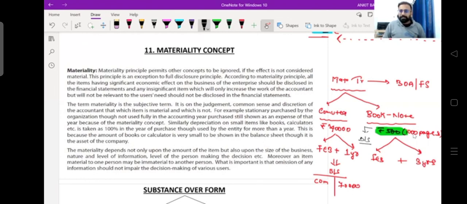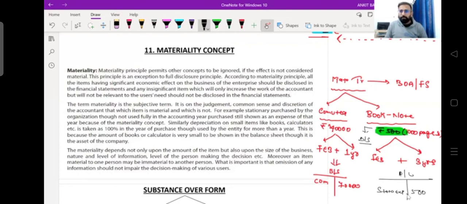So the materiality concept says that if it is not that material, you can directly record it as an expense instead of as an asset in the balance sheet. So you will record this notebook as a stationery expense in the P&L account, and you will write off the whole expense in the first year itself.